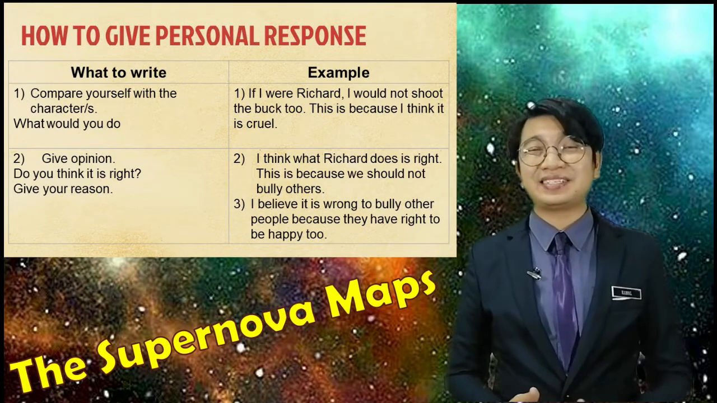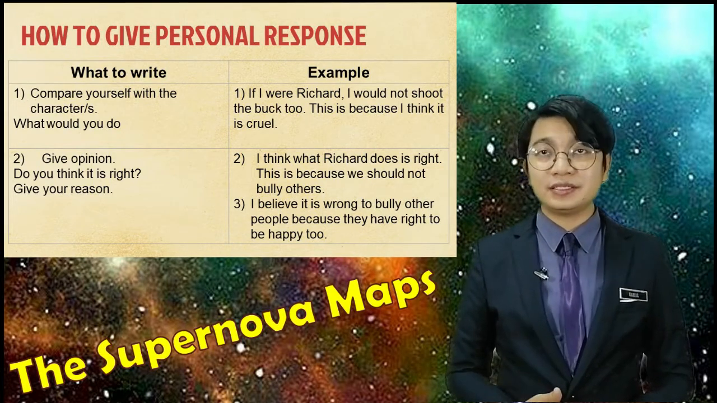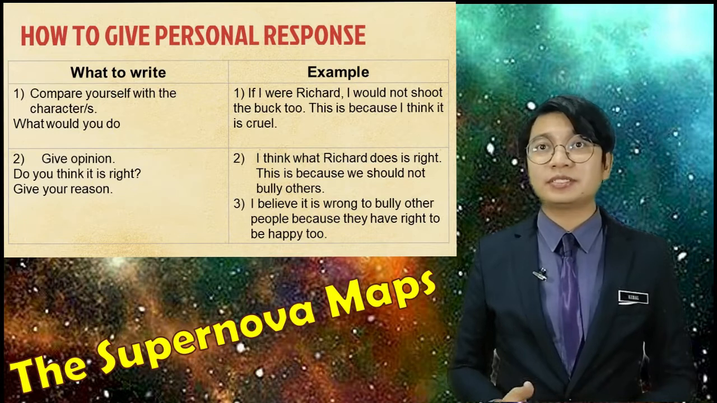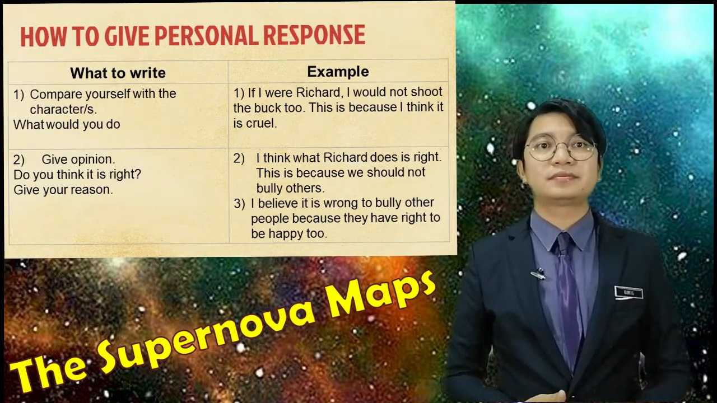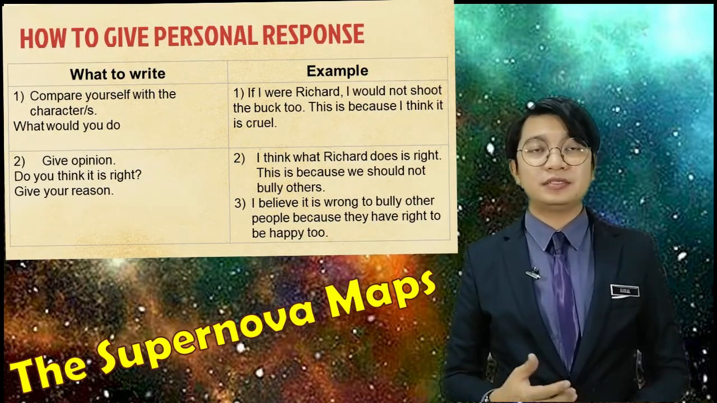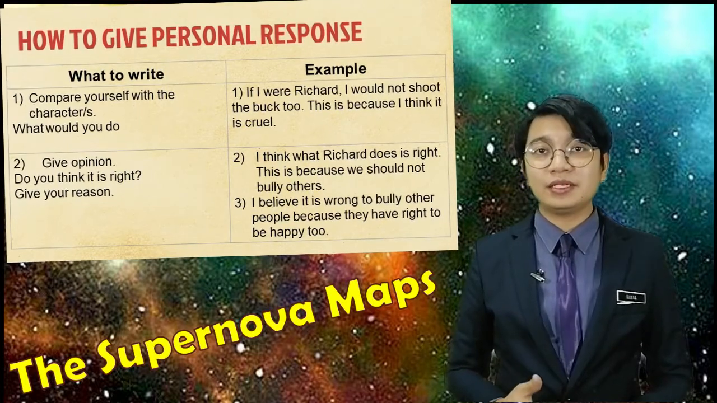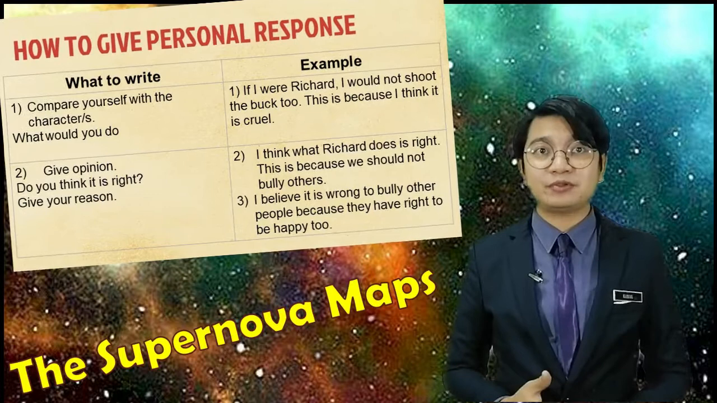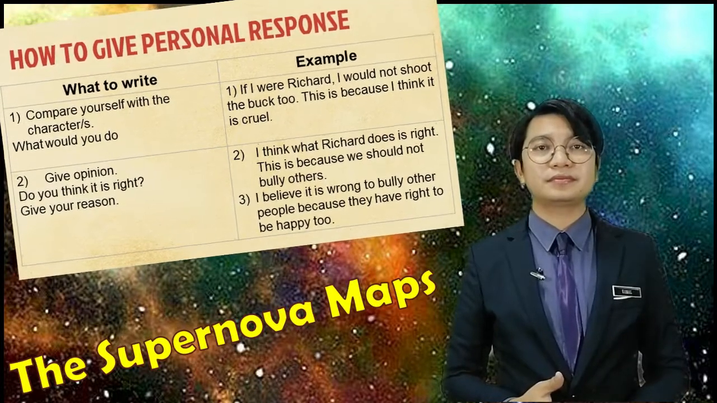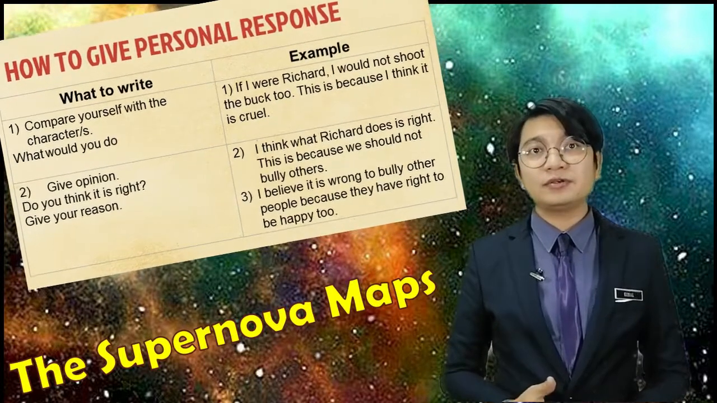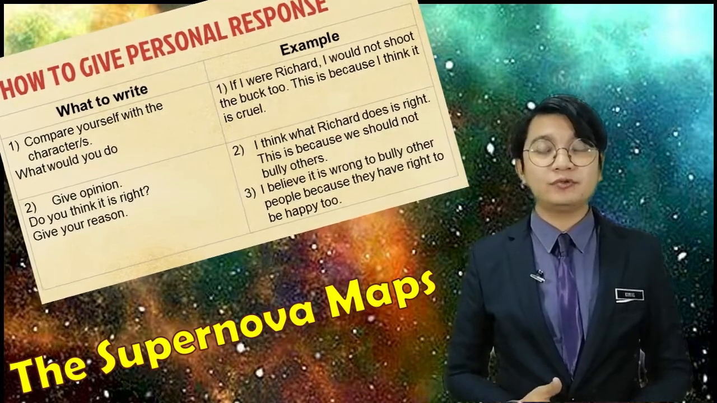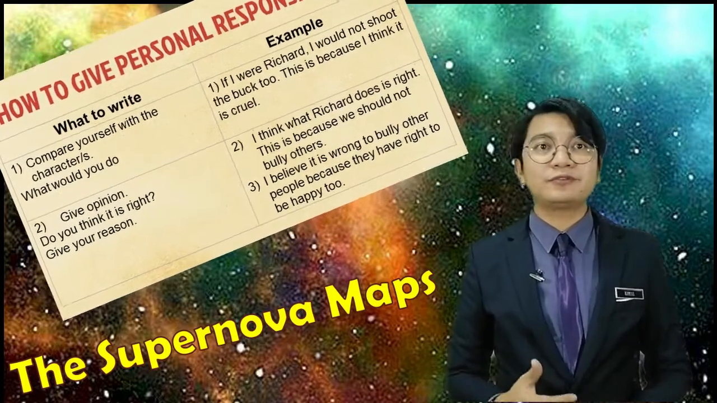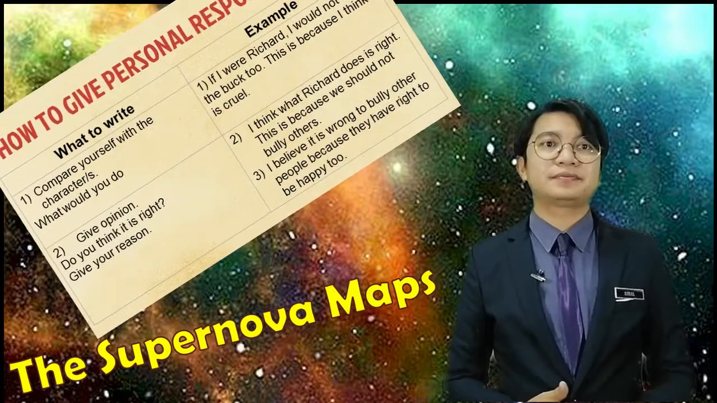For example, in example 1, the reason given is, "this is because I think it is cruel." And in example 2, the reason given is, "I believe it is wrong to bully others because they have the right to be happy too." If you are not able to do this, don't worry. At least you have told a bit of what you think.